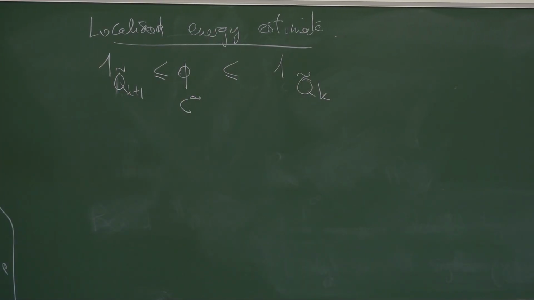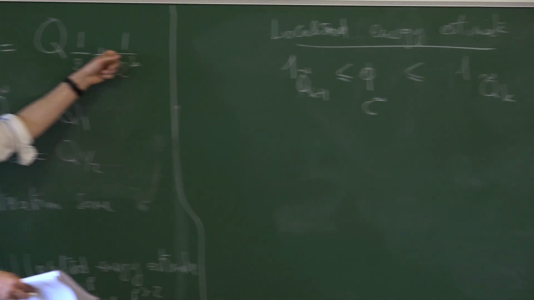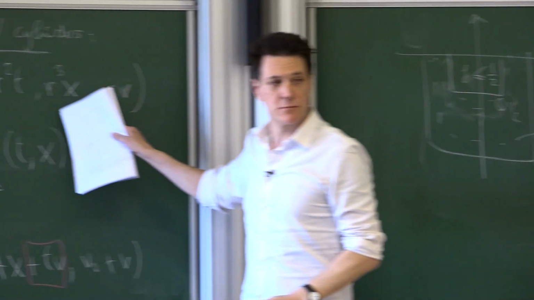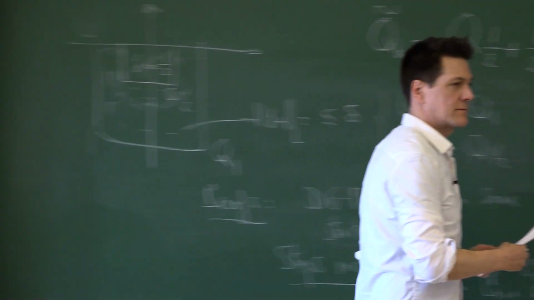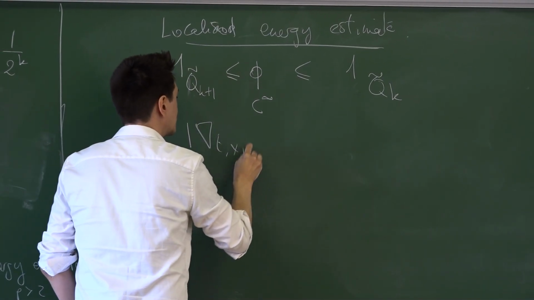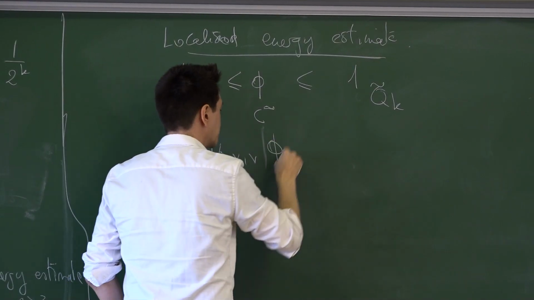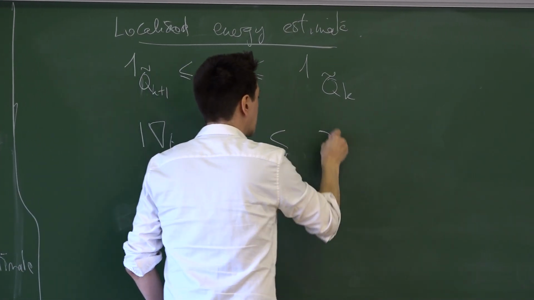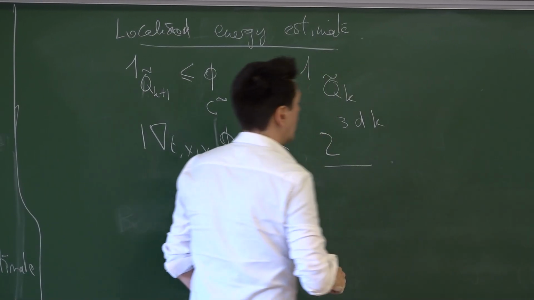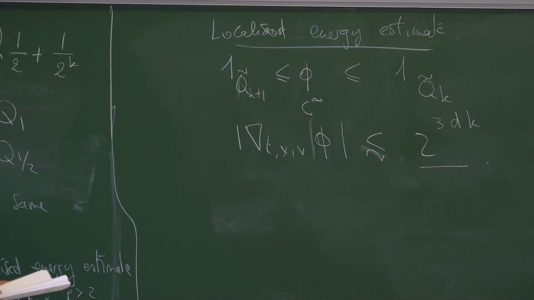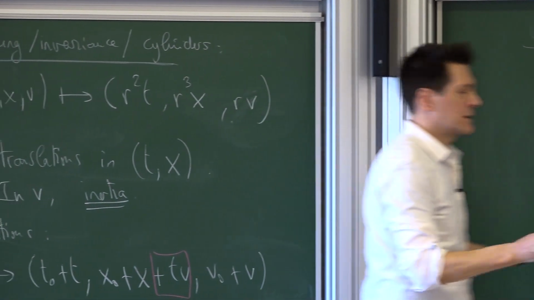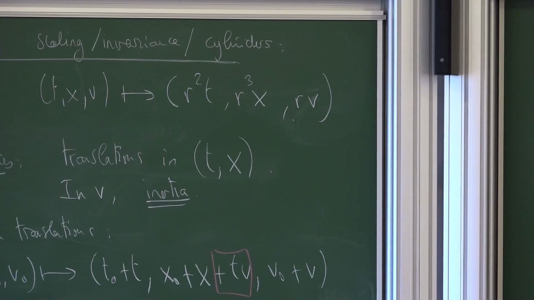Now you check how much space it leaves between the cylinders. You have a negative power of 2. You remember the scaling in the variables. You check that. So I'm going to skip the very boring calculation, and you obtain that the gradient in t, x, v of phi is bounded by a power of 2 of that style, 3 times dimension times k. I've not tried to be optimal here, because the gradient in x is the worst one, and you pay a cube. Anyway, the only thing that matters is you get a geometric power in k.